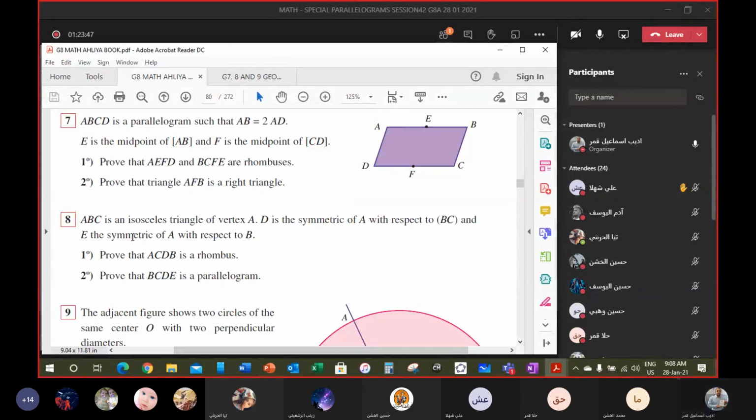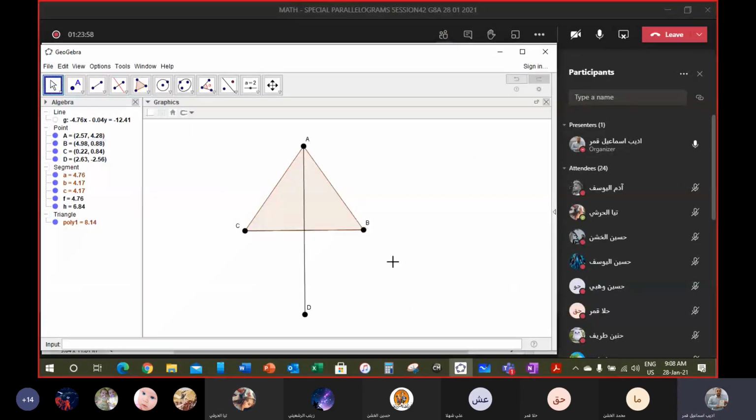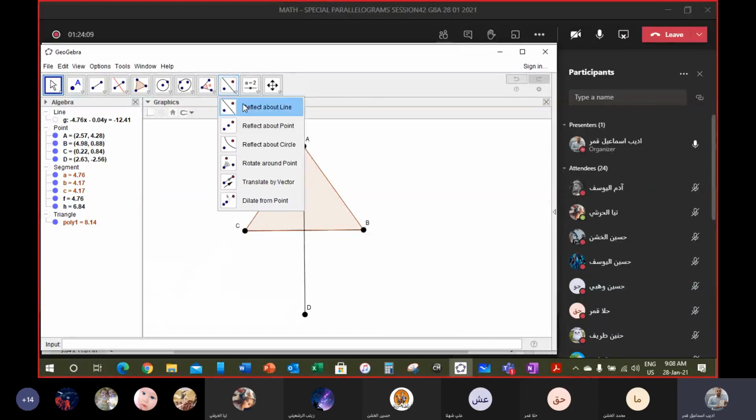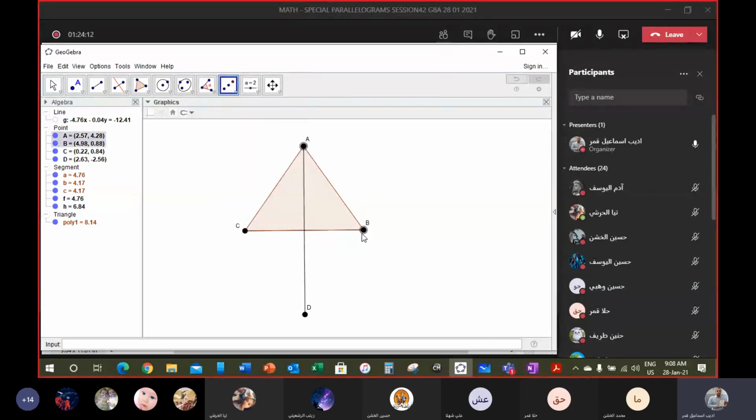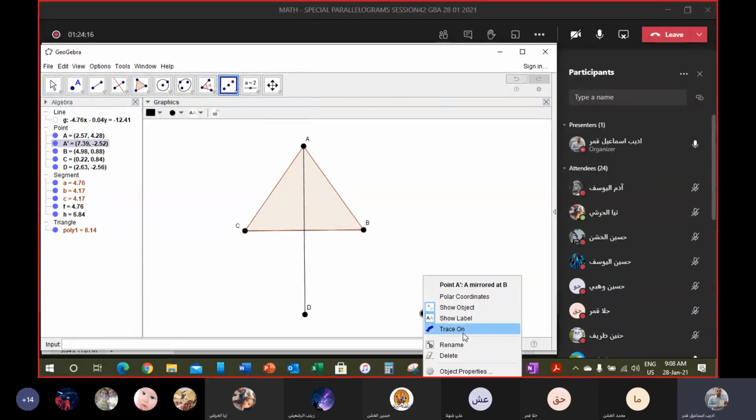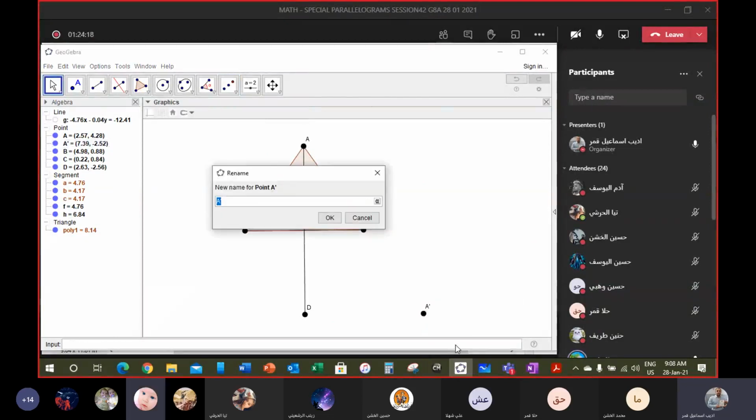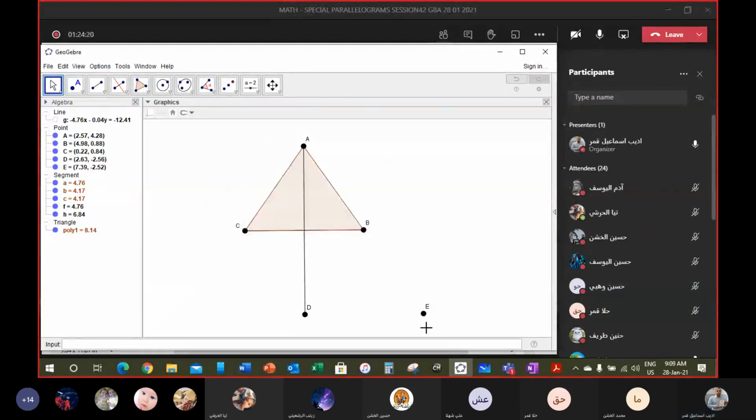And E, the symmetric of A with respect to B. So I want to do symmetry with respect to a point. Symmetry with respect to a point. I want the symmetric of A with respect to B. I use reflect about point, A about B. So what is this called? E. A with respect to B. We join the segment AE.